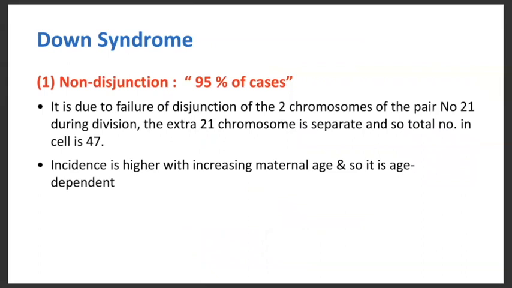So Down syndrome is a good example of chromosomal aberration, and the most common cause of Down syndrome is non-disjunction. It is due to the failure of the disjunction of the two chromosomes of the pair number 21 during division, and the extra 21 chromosome is separate so that the total number of chromosomes in the cell is 47. And the incidence of Down syndrome is higher with increasing maternal age, so it is age dependent. So you have a greater risk of developing Down syndrome if your mother conceived you at the age of 40 years old and above.